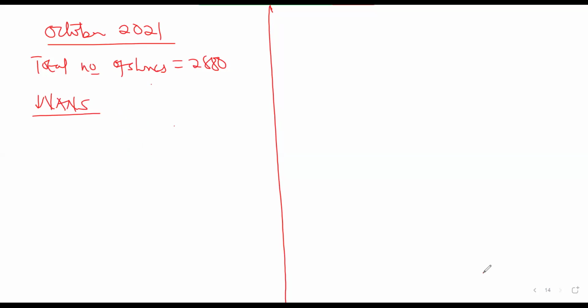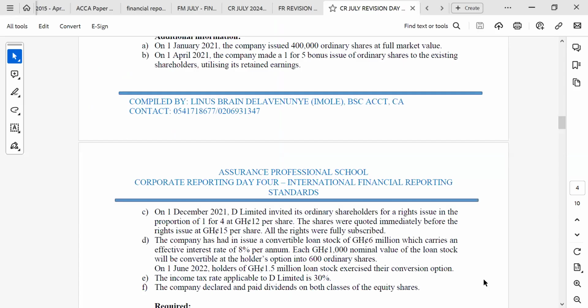So let's have the existing shares. This is what you are going to be doing. The existing shares will be 2880. So we look at how we deal with the rights issue. The rights issue was done on 1st December 2021. The rights issue will always have a full market value together with the bonus issue.